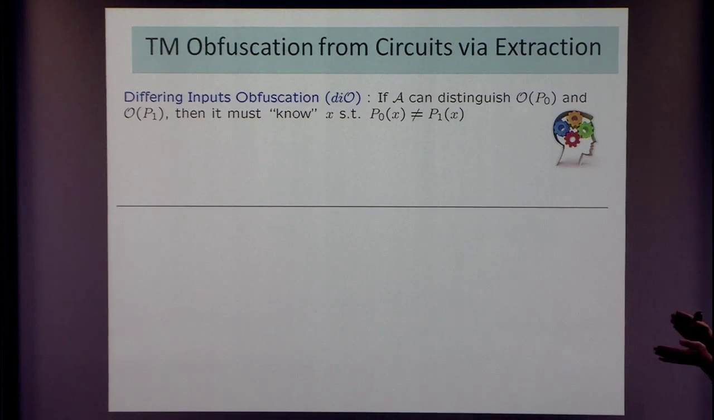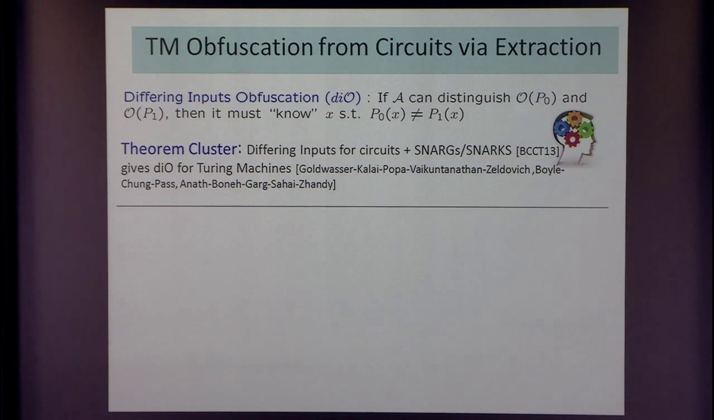And what they did was to build it on some type of definition known as differing inputs obfuscation. What differing inputs obfuscation essentially says is that no polynomial time attacker can distinguish between an obfuscation of program P0 and one of P1 unless it happens to somehow know a point at which these two programs differ. So this is inherently some type of extraction or knowledge problem, which says that if you're distinguishing between these two, I know that you know something about it. I won't go into the details, but there's a cluster of theorems around this showing that if we have differing inputs obfuscation for circuits, plus we have SNARGs/SNARKs, we can translate this into differing inputs obfuscation for Turing machines.